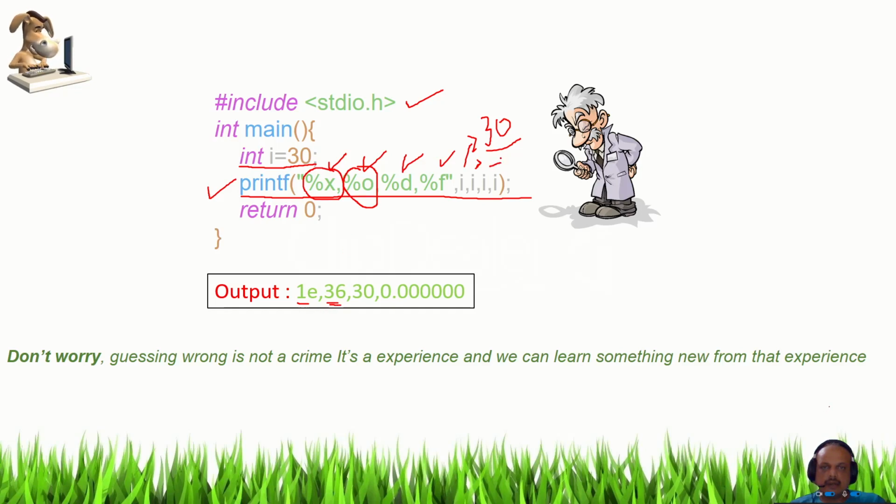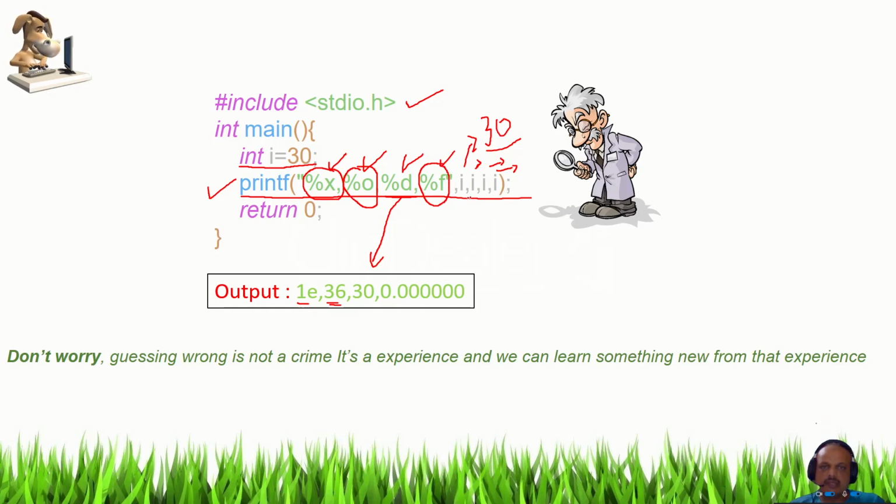Again, 30 in decimal gets associated with %d, which is again a format specifier for decimal. So 30 gets printed out. And then something funny happens. I, which is again an integer variable, gets associated with %f, which is for floating point.